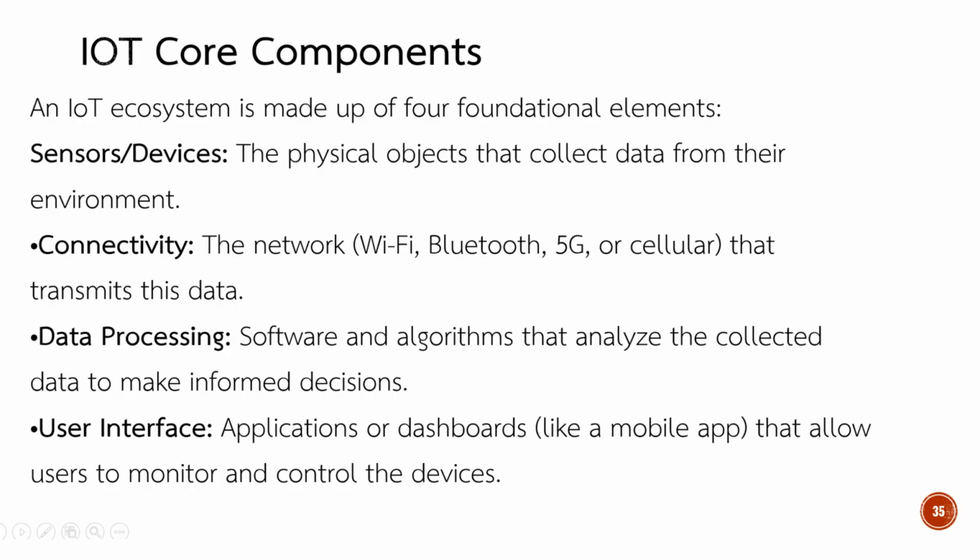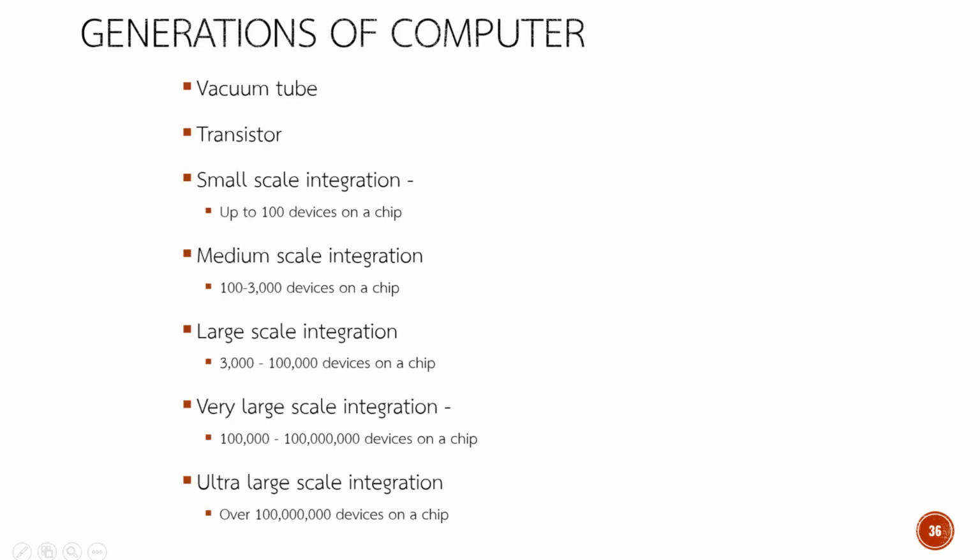IoT core components. An IoT ecosystem is made up of 4 foundational elements: sensors/devices, the physical objects that collect data from their environment; connectivity, the network, Wi-Fi, Bluetooth, 5G, or cellular, that transmits this data; data processing, software and algorithms that analyze the collected data to make informed decisions; user interface, applications or dashboards, like a mobile app, that allow users to monitor and control the devices.